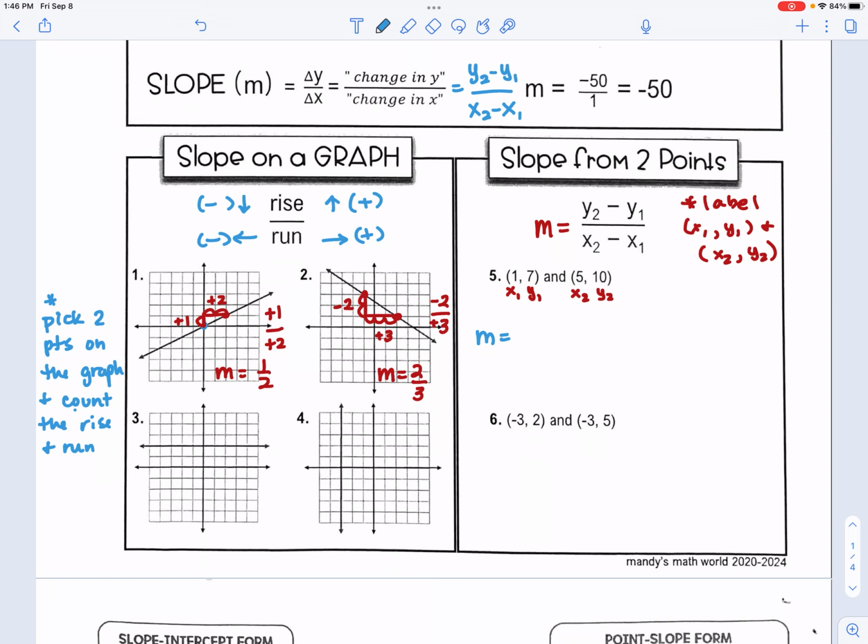And now this makes it easier to plug into our slope formula. So I'm going to do y2 minus y1, so 10 minus 7 over x2 minus x1 is 5 minus 1. 10 minus 7 is 3. 5 minus 1 is 4. So my slope is just 3/4. Unless they tell you to write it as a decimal, write your slopes as fractions. It makes it easier for you to graph later on.